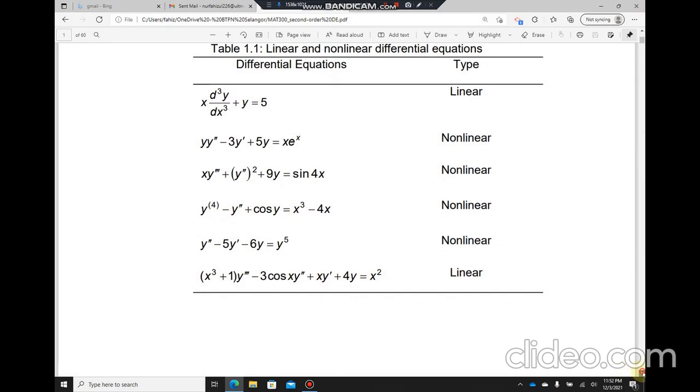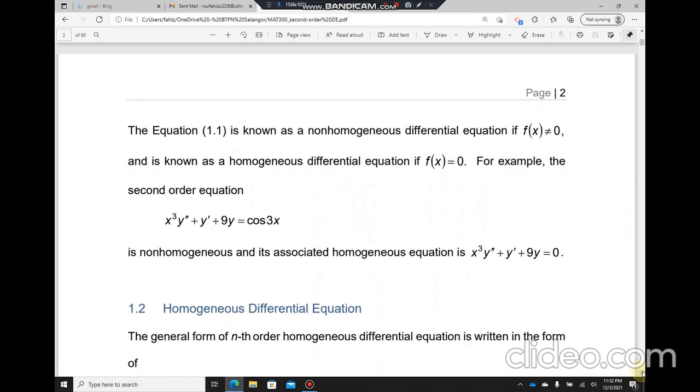Okay, yang tu awak dah kenal mana linear, mana non-linear. The equation 1.1 is known as a non-homogeneous differential equation if fx not equals to 0, and is known as a homogeneous differential equation if fx equals to 0. For example, the second order equation x cubed y double prime plus y prime plus 9y equals to cos 3x is non-homogeneous, and its associated homogeneous equation is x cubed y double prime plus y prime plus 9y.